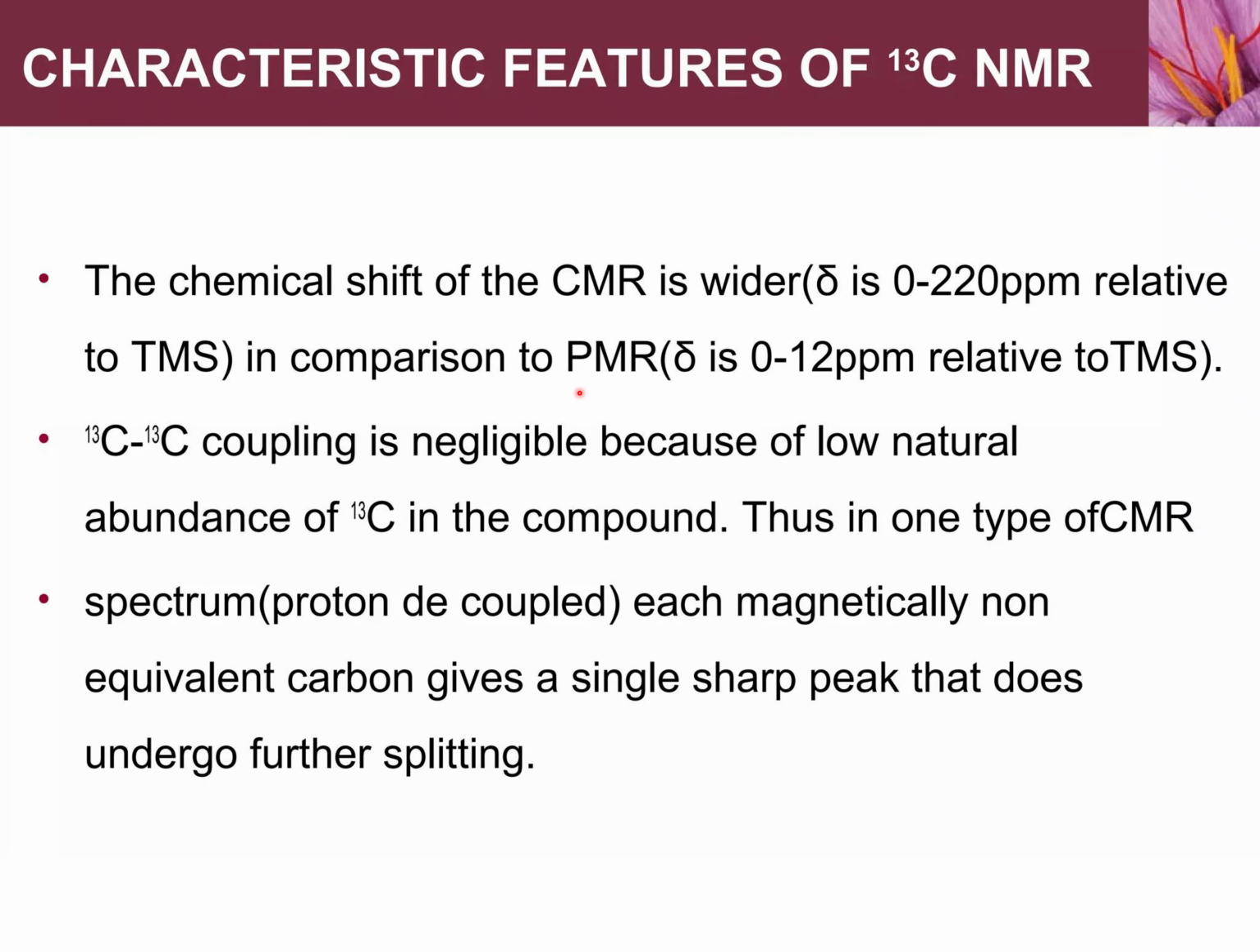The chemical shift range of carbon NMR is wider in comparison to proton NMR. The carbon-carbon coupling is negligible because of the low natural abundance of carbon-13 in the compound. Thus, in one type of carbon NMR spectrum, each magnetically non-equivalent carbon gives a single sharp peak as it does not undergo further splitting. So in proton NMR we have seen the splitting of the peak, but in carbon NMR this splitting is not shown, because of the low natural abundance of carbon-13.